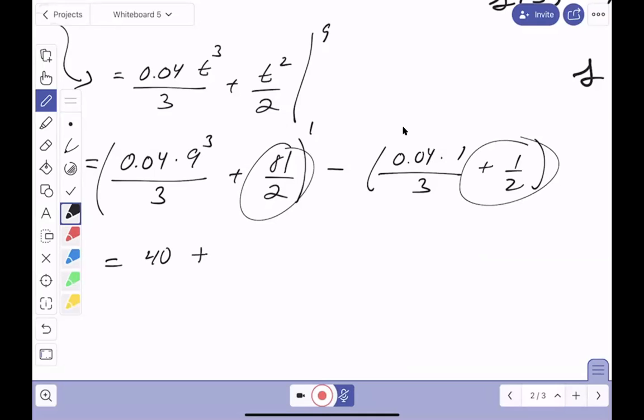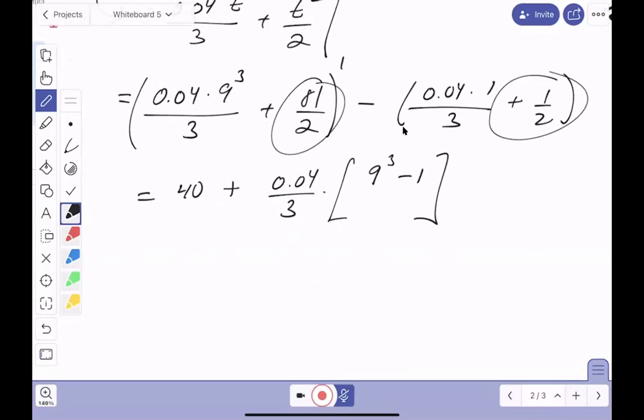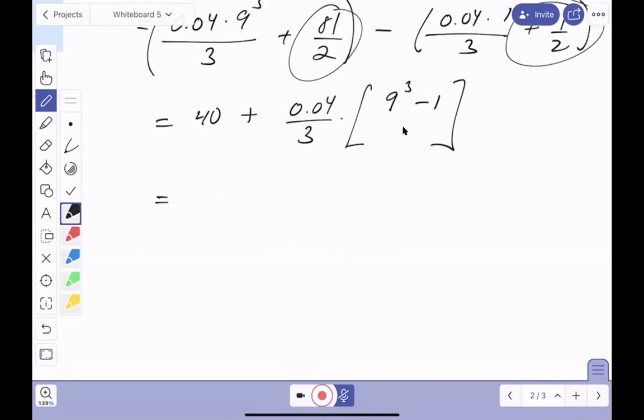And then I get this nightmare over here. So I'm looking at the nightmare and I notice that 0.04 over 3 is common to both of those terms. And what do you get? We get 9 cubed minus 1. And I have to do the arithmetic. You might say it's crazy. What if you make a mistake and you waste all the time doing bad arithmetic? It happens.